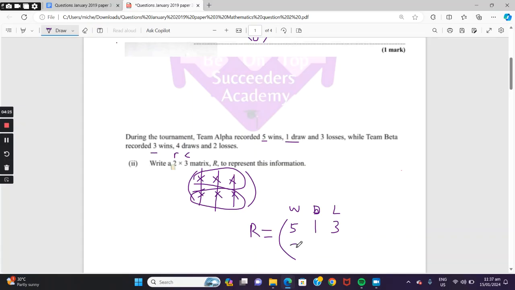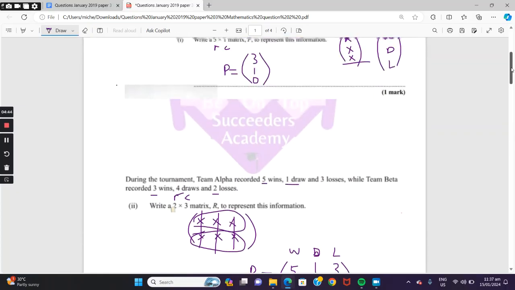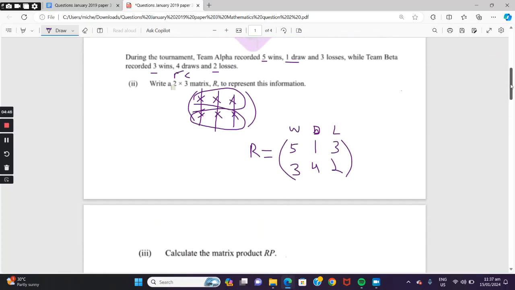3 wins, 4 draws, 2 losses. So R is equal to this, right? So this is the answer for part 2. And you will have gotten 2 marks here once you wrote that.